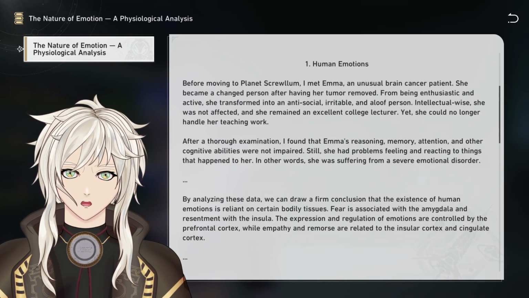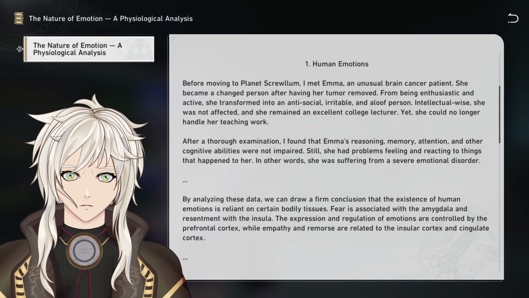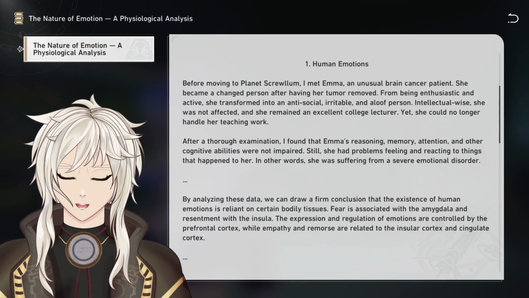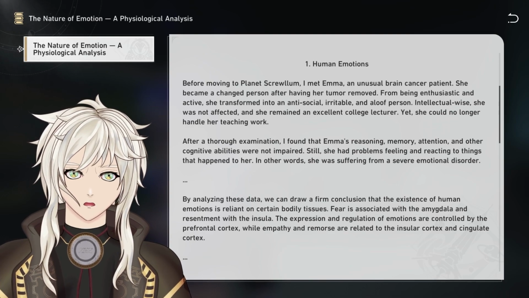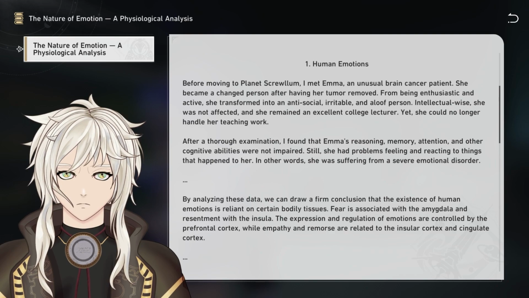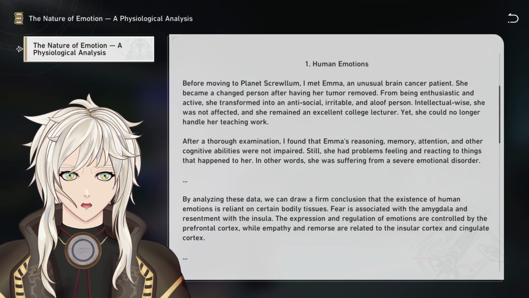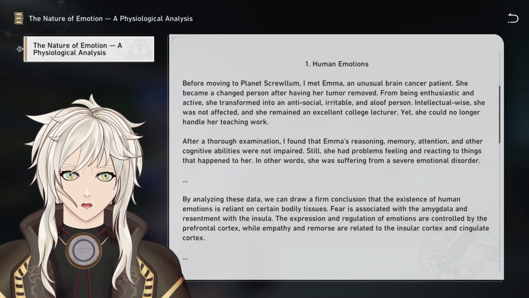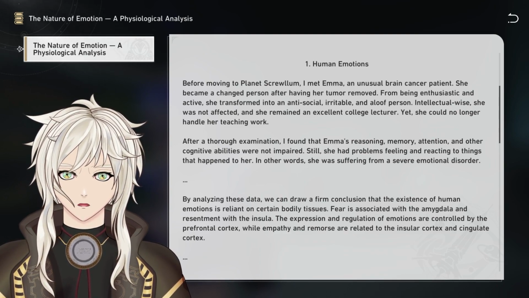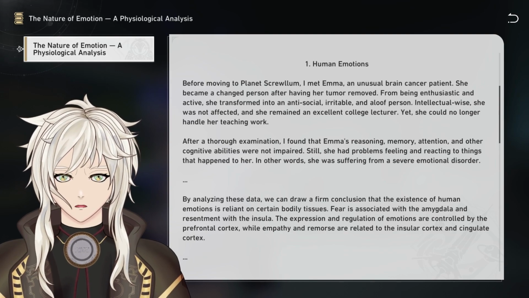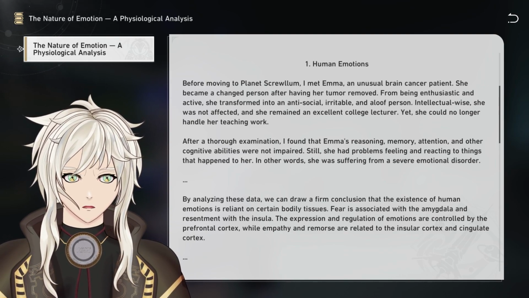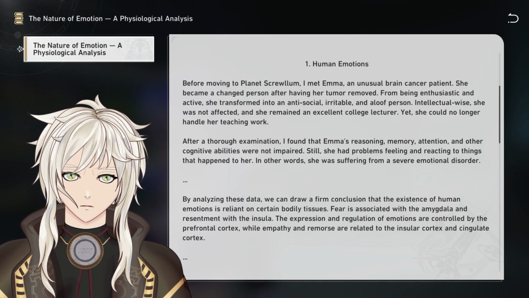Number 1. Human emotions. Before moving to Planet Screwlum, I met Emma, an unusual brain cancer patient. She became a changed person after having her tumor removed. From being enthusiastic and active, she transformed into an antisocial, irritable, and aloof person. Intellectual-wise, she was not affected, and she remained an excellent college lecturer, yet she could no longer handle her teaching work. After a thorough examination, I found that Emma's reasoning, memory, attention, and other cognitive abilities were not impaired.